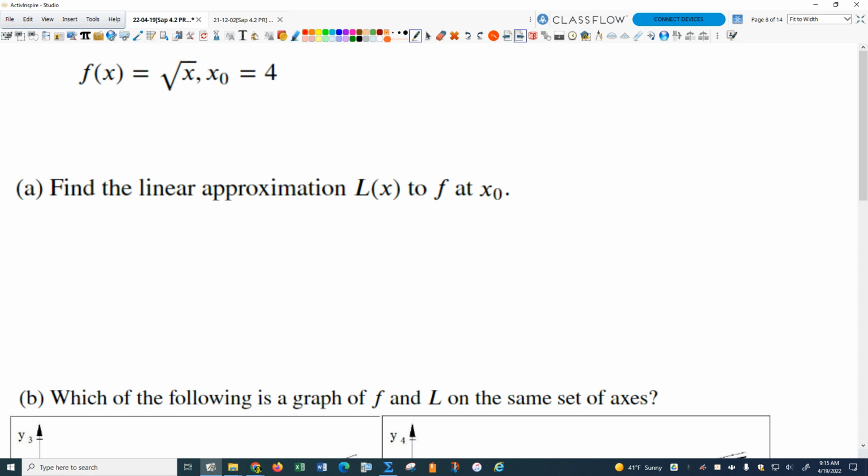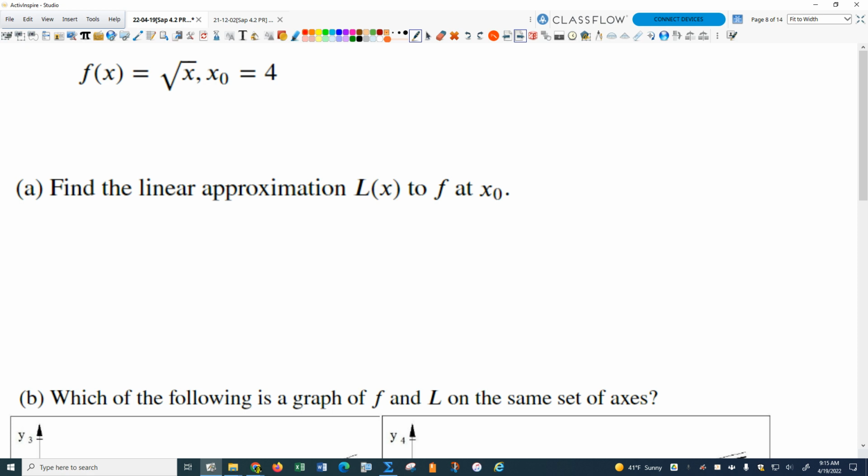I don't want to pick 5 because the square root of 5 is some irrational number that we're not familiar with, right? So really this is only useful to us if we're trying to find some value near 4. If we're trying to find some other value that's not close to a convenient value, we don't use this method, right? This is only useful when we're trying to approximate something close to a convenient value, okay? So let's find the linear approximation, okay?